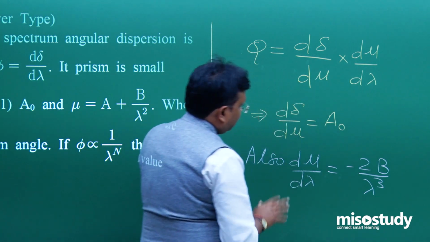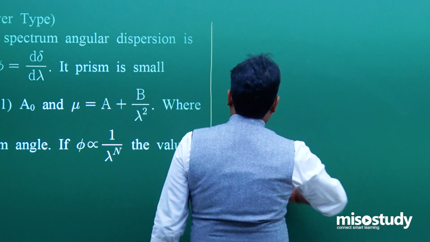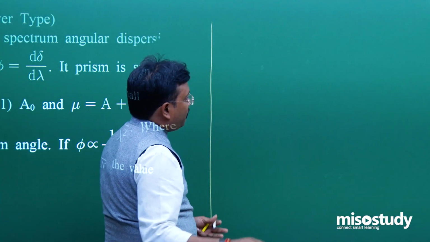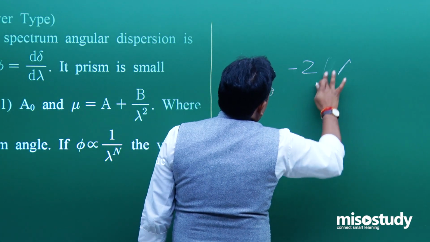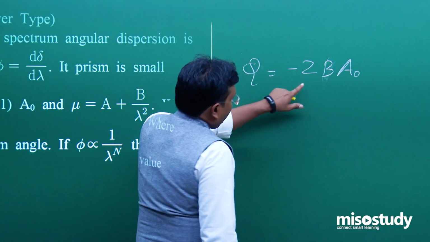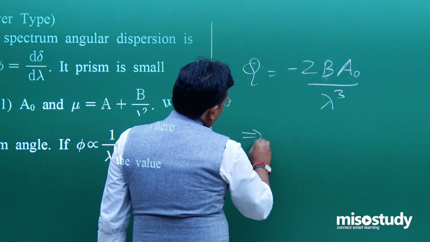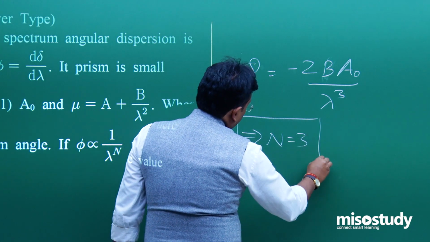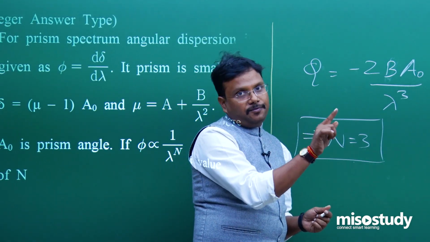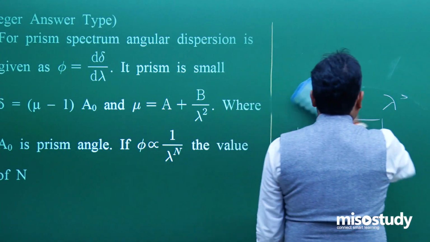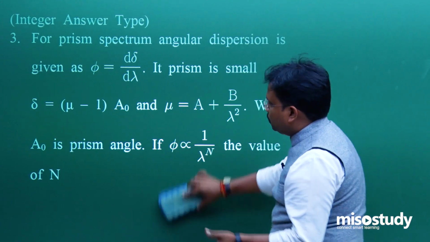From here, please allow me to put the values together. Phi is equal to minus 2b a naught, replacing the values, upon lambda cube. So phi is directly proportional to 1 upon lambda cube, so n is equal to 3. It is a fully computer based test, so you have to enter this number in the box given using your keyboard. The question was not difficult, but up to some extent you have to use some trick to make it short.